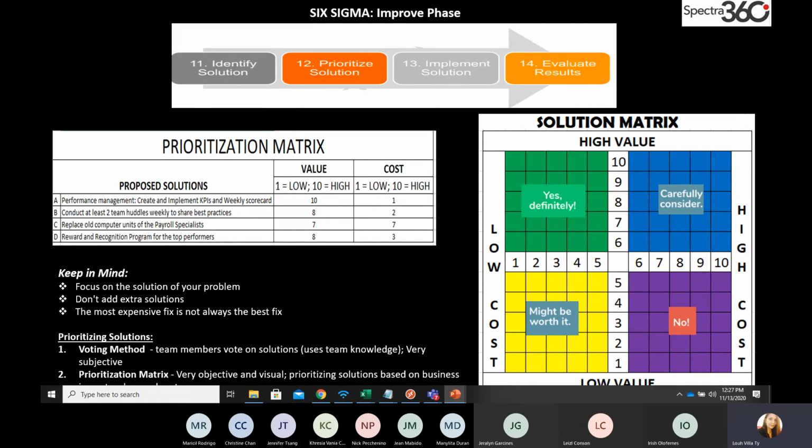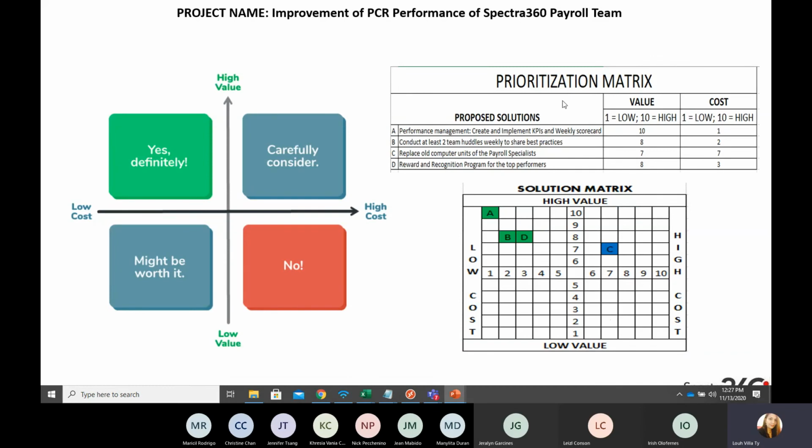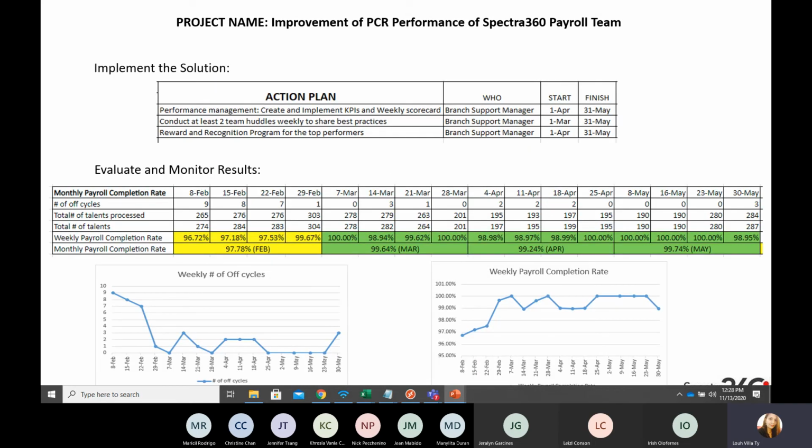So this is my project. My proposed solutions, I rated and plotted them, and it turns out that my solutions A, B, and D are worth implementing. So I am implementing A, B, and D, and I'm putting solution C, the replacement of all units, on parking lot. This is as of May, by the way, early this year. So remember, my project was early this year. Replacing old computer units I put on parking lot because it entails cost, but it's valuable, so it's worth considering.